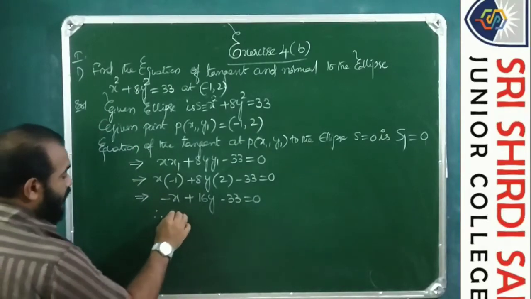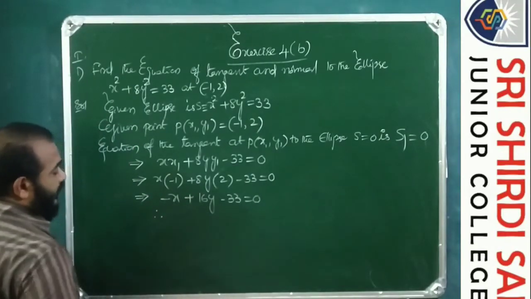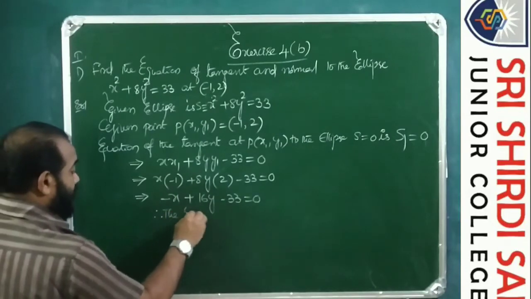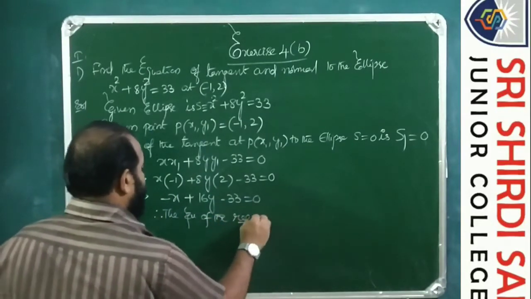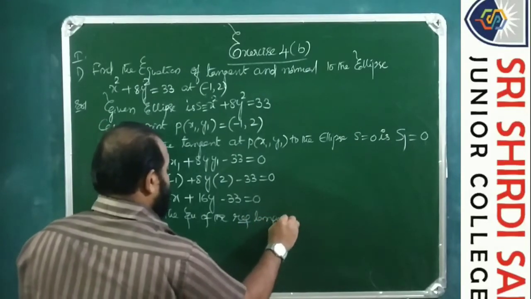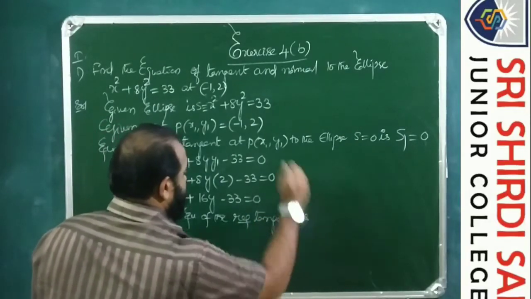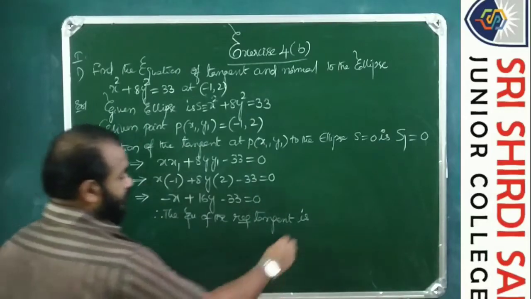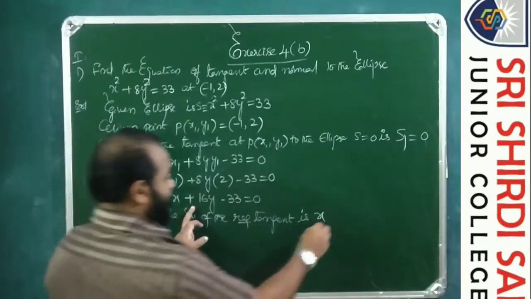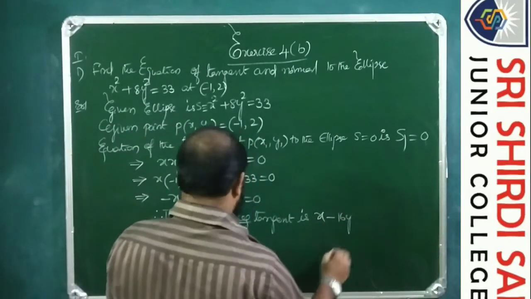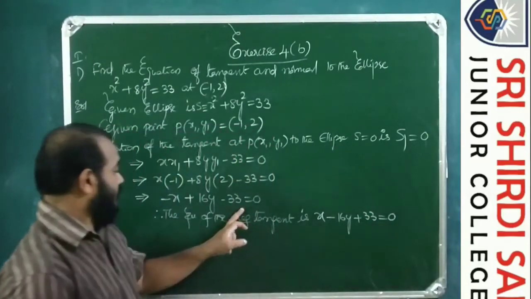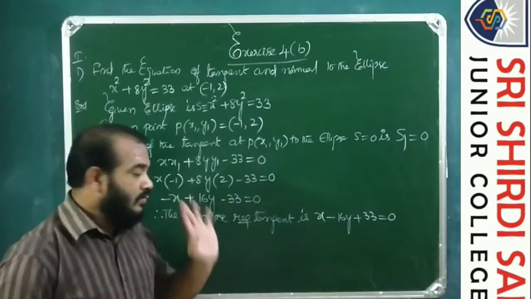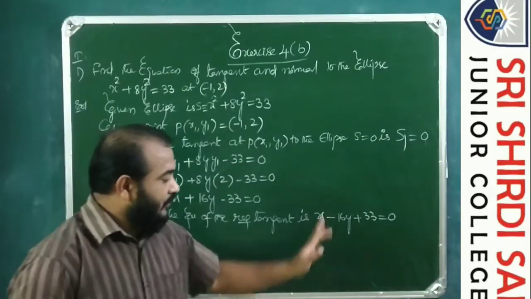Therefore, the equation of the required tangent is x minus 16y plus 33 equals 0. I have taken minus in common, and this is the equation of the tangent.